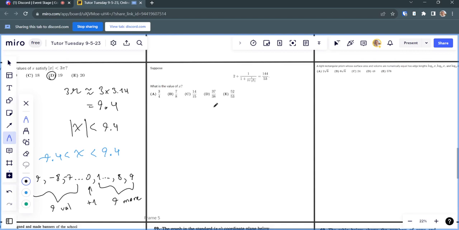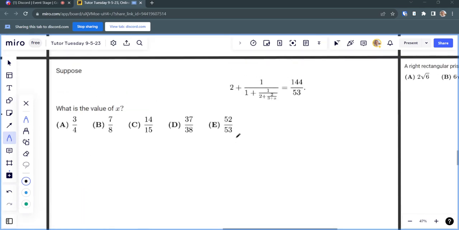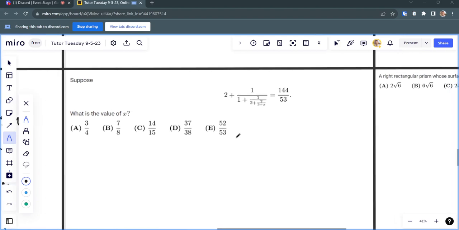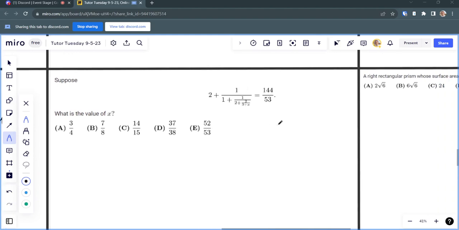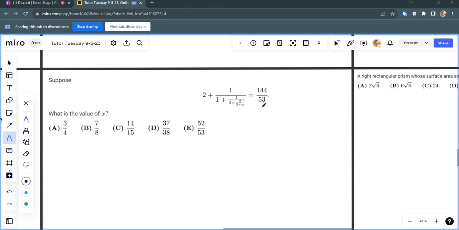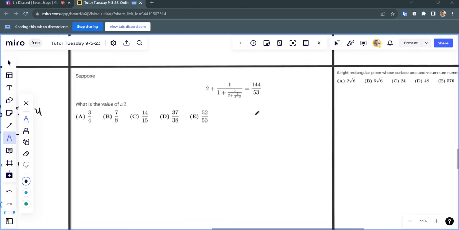The AMC, I think it's the 2021 AMC 12B, which is where I got this really fun question that says, suppose 2 plus 1 over 1 plus 1 over 2 plus 2 over 3 plus x equals 144 over 53. What is the value of x? Just some basic algebra for you guys. I know you can do it.